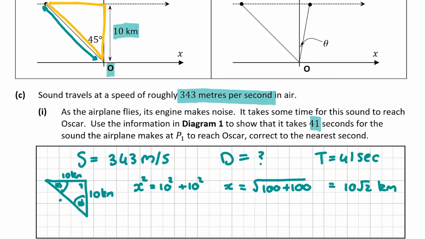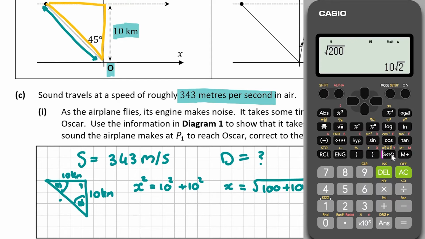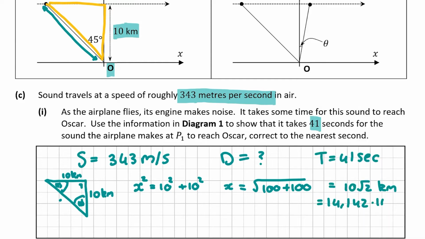But I'm going to want to find this in meters because we can see that the speed is in meters per second. So 10 root 2 kilometers in meters. So 10 root 2 kilometers is 14.14 kilometers. So I'm going to multiply that by 1,000 to find it in meters because there's 1,000 meters in a kilometer. So that's 14,142.14 meters.